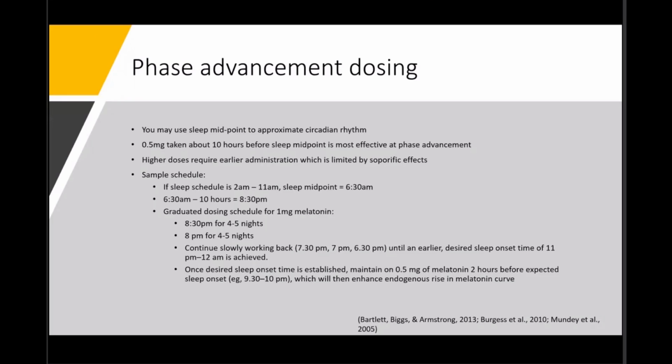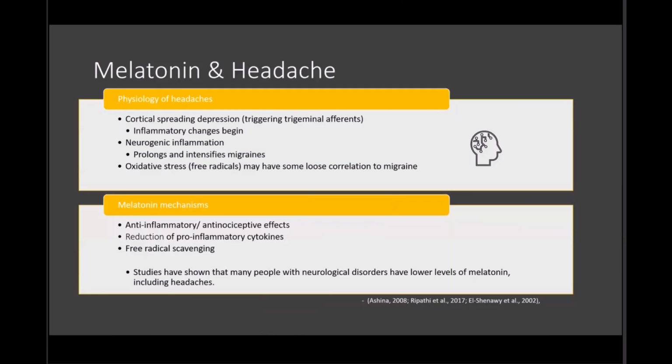All right, I'm going to pass it over to Katie to finish out and discuss headaches for a few more minutes. So I just want to talk a little bit about the physiology of headaches. So we know that there's cortical spreading depression that triggers these trigeminal afferents, and then these inflammatory changes begin. There's some sort of neurogenic inflammation, and this is what prolongs and intensifies migraines. And then there is a loose theory saying that maybe there are these oxidative stressors or free radicals that may have some loose correlation to migraine.